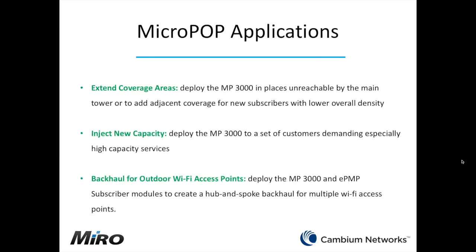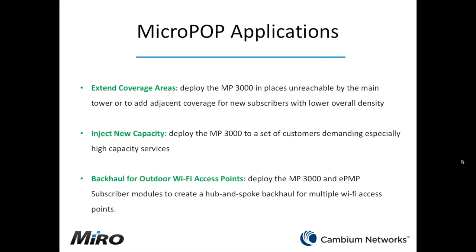So to give you an idea of the type of applications we'll use this for, it is to extend our coverage areas. Okay, so in unreachable places, you might even use 2 4300s as your backhaul to project your network a bit further, and then just use a MicroPop to cover a smaller 360 degree area. So you can inject new capacity, and you can also backhaul outdoor wireless access points.